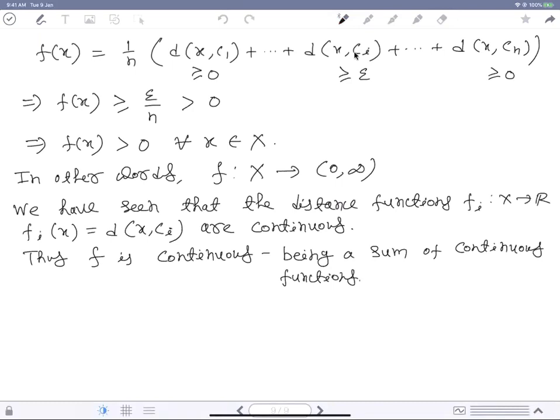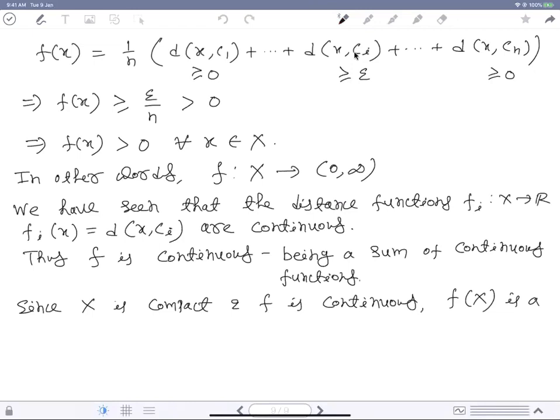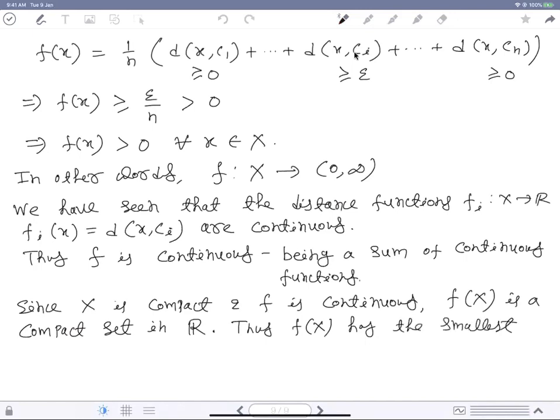Now f is continuous and X is a compact set. So what can you say about f of X? Since X is compact and f is continuous, that implies f of X is a compact set in R, right? And we have seen that since R has the order topology, f of X has the greatest element and the smallest element. So does f of X have the smallest element?